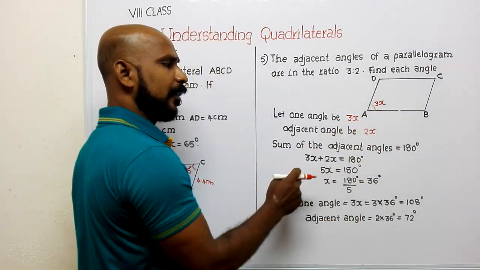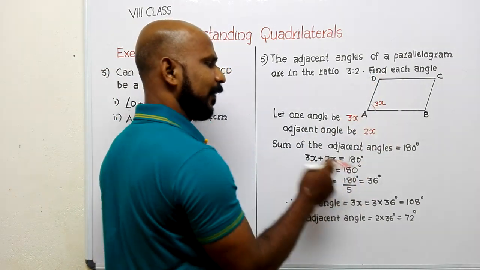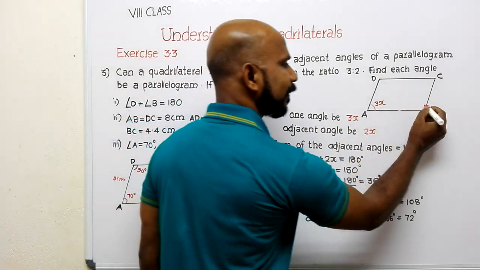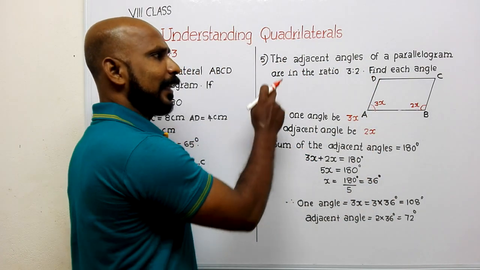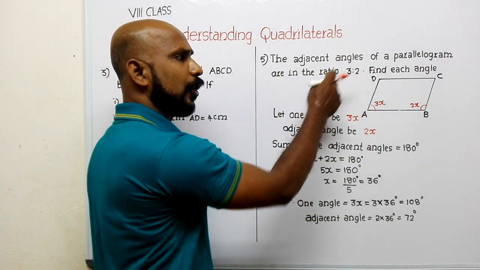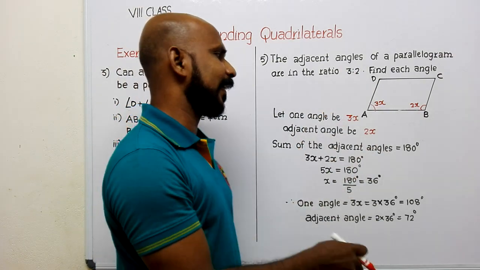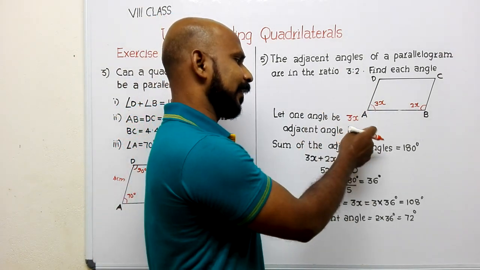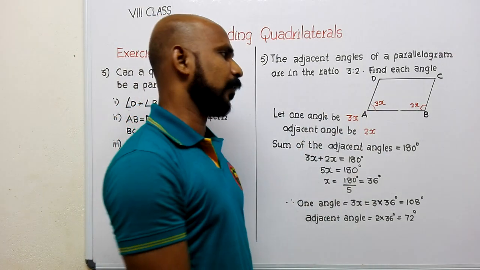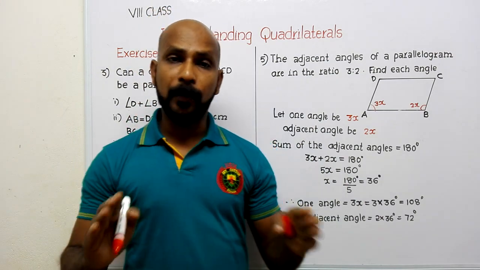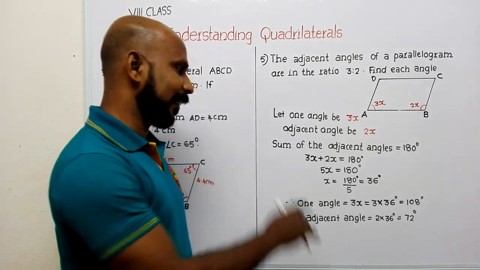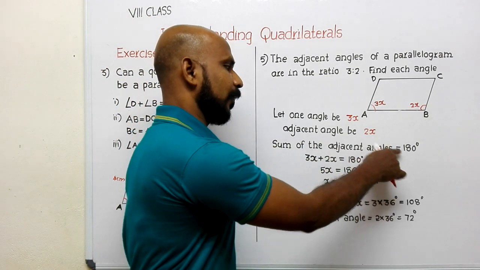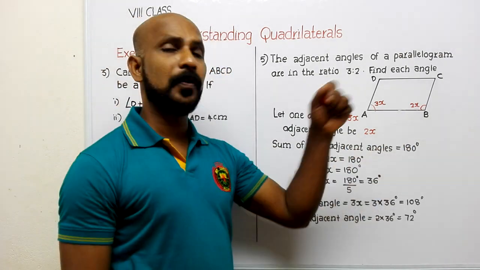And the adjacent angle B, either it may be this one or this one, we select as 2x. I selected this as 2x, as per the question. The question says the adjacent angles of a parallelogram are in the ratio 3:2. So one angle we have taken as 3x and the adjacent angle we have taken as 2x. Okay. Then we know the sum of the adjacent angles of a parallelogram equals 180 degrees. That I have written here.